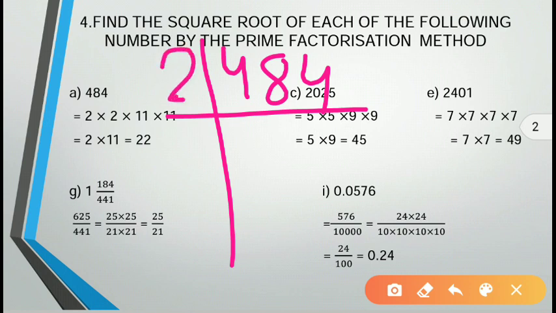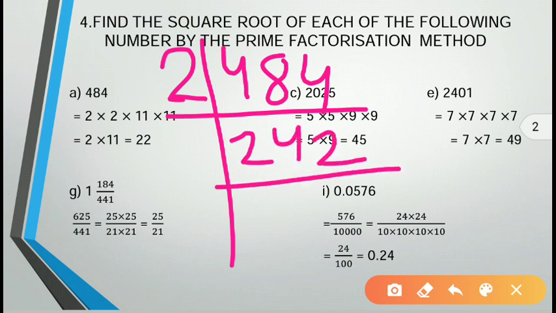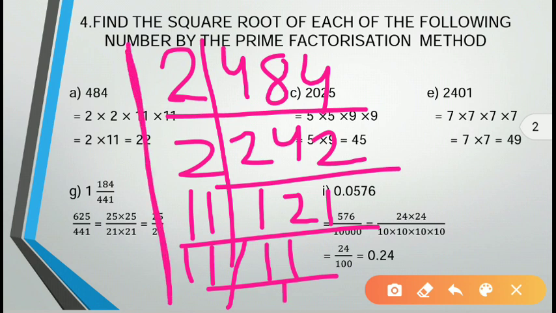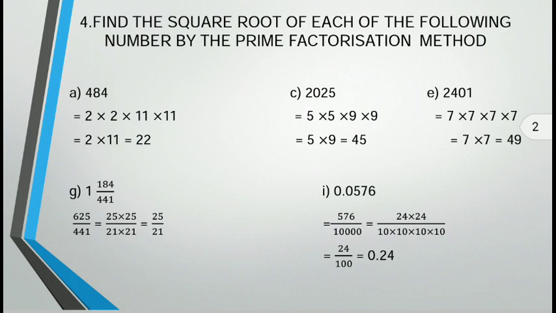So when you divide it by 2, you will get 2, 4 and again 2. Now again divide by 2 because it is divisible by 2. Now here you will get 1, 2 and 1. Now this 121 is divisible by 11. So write here 11 and divide by 11. So again you will get 11. Now again divide by 11, you will get 1. So this is the prime factorization method. Clear? So 484 can be written as 2 into 2 into 11 into 11.